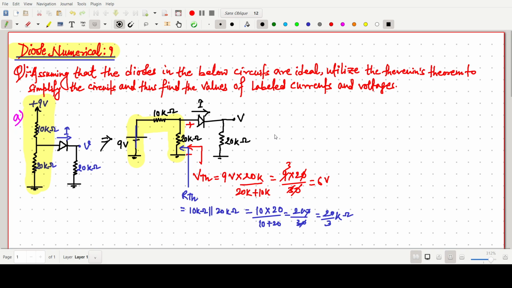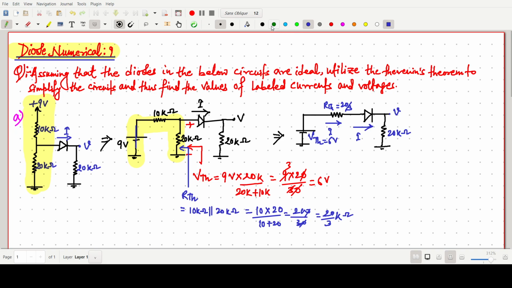So now again we are redrawing the same circuit by writing the Thevenin equivalent. There will be some resistance R Thevenin, and there will be some diode. So basically VThevenin is 6 volt, and this RThevenin is 20 by 3 kilo ohm, and this one will be just 20 kilo ohm, and this one is V, and some current I is flowing. So this current I will flow in this circuit.